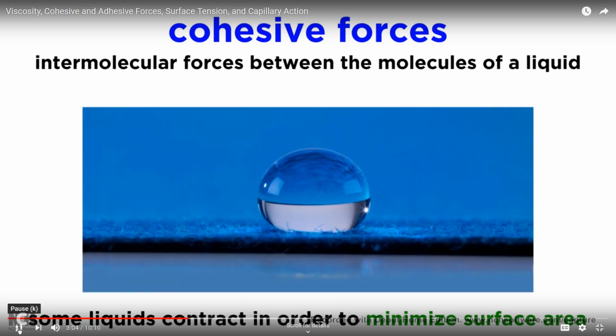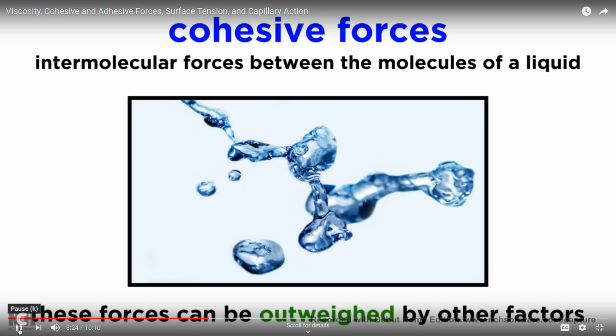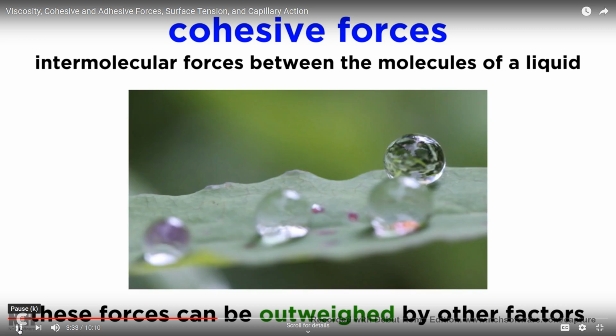We can see this in a drop of water, which will be roughly spherical. The sphere is the shape that minimizes surface area, so a water droplet will adopt this shape to maximize the hydrogen bonding that is occurring in the droplet, allowing the system to sit at the lowest energy possible. Of course, if this droplet becomes larger, other effects like gravity and air resistance come into play, and it will not remain spherical for long. But in a tiny droplet, we can see this effect quite pronounced.